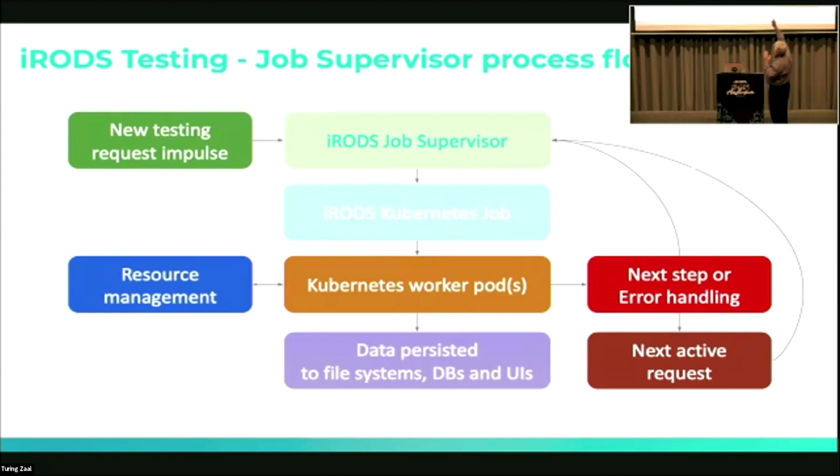Quickly, this is basically the flow of data through the supervisor. You get a testing impulse, a test request impulse, that goes into the job supervisor, which picks the right workflow, gets a whole bunch of steps, and starts initiating Kubernetes jobs. The Kubernetes jobs create pods, or representations of the Docker images. If it goes to the next step in the workflow, it's successful. Otherwise, it'll drop down to the next active request, and then any data is persisted to the file systems.